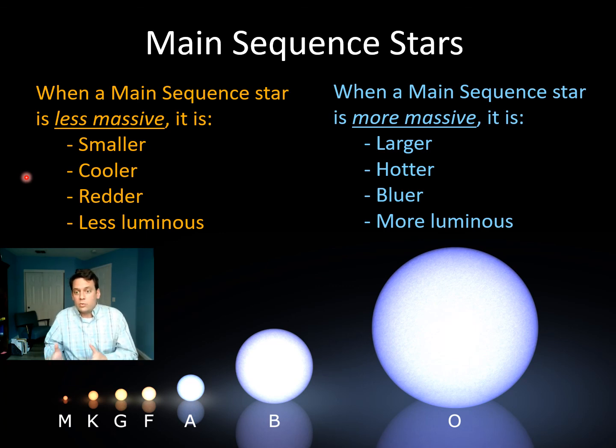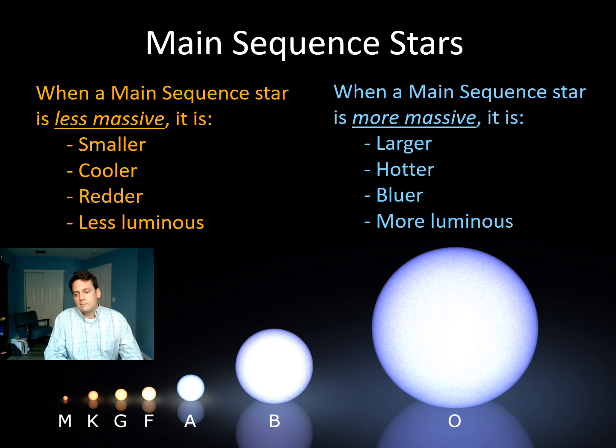On the flip side, when a main sequence star is more massive, it's going to be larger, just physically bigger. It's going to be hotter. It's going to be bluer, and it's going to be more luminous. Okay, so by this point, this may not be a surprise, but this is a great summary and certainly something to commit to memory as you work through the homework problems and things like that. I think this will become intuitive, but certainly this is the state of affairs on the main sequence.